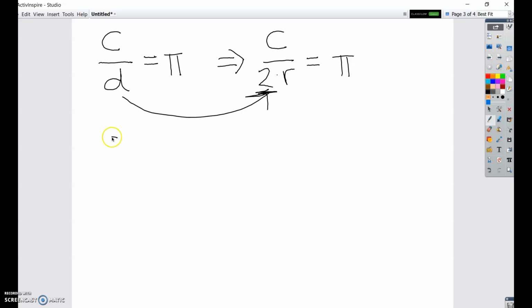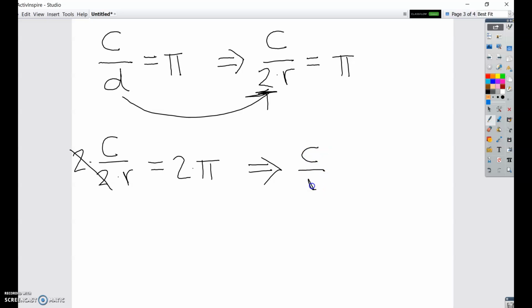Well, if I take my equation, circumference divided by 2 times radius, if I take and multiply both sides by 2, okay, that's going to eliminate the 2 on this side. So now the nice thing, and what I've basically just accomplished, is now I just have the circumference related to 1 radius, not 2, but 1. So the circumference divided by the radius is equal to now 2 pi.